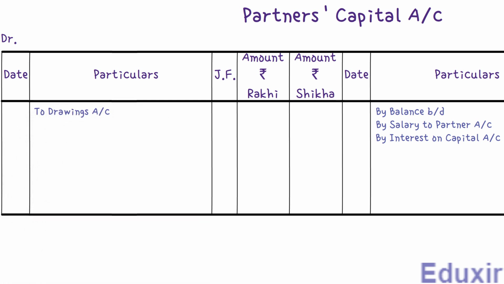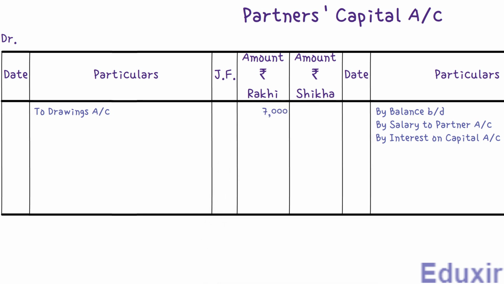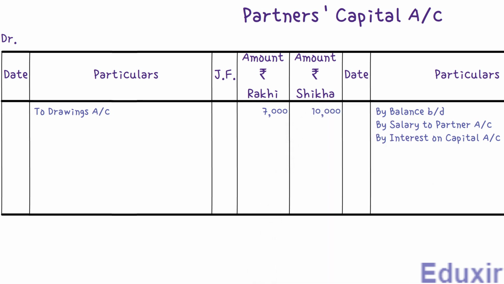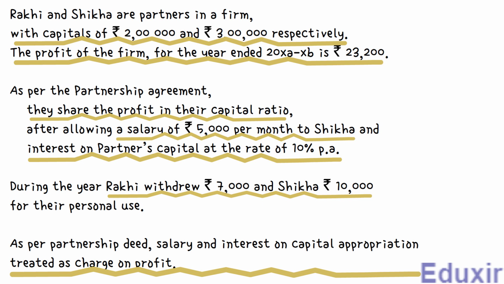Let's then write the drawings amount of 7,000 rupees for the partner Rakhi into her amount column. Let's then write the drawings amount of 10,000 rupees for the partner Shikha into her amount column. With that, we have completed the posting of the drawings related entries into the partner's capital account. Let's now consider the next transaction in the given problem.